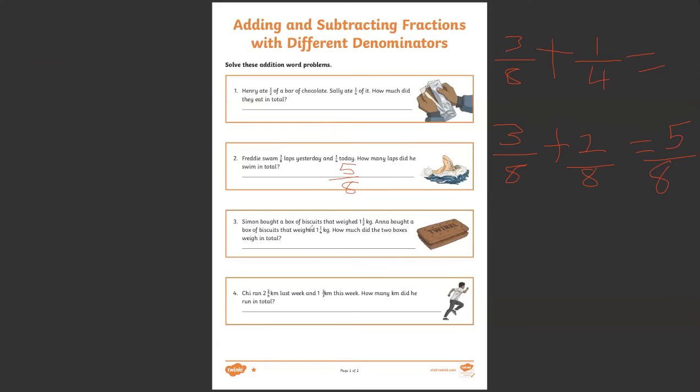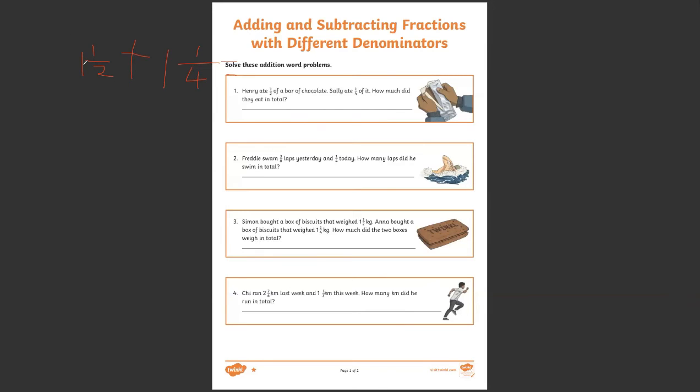Okay, so here we have Simon bought a biscuit that weighed 1.5 kg. Anna bought a box of biscuit that weighed 1/4. How much did the 2 boxes weigh in total? Now, again, if you watch my previous video, you would know how to sort this out.